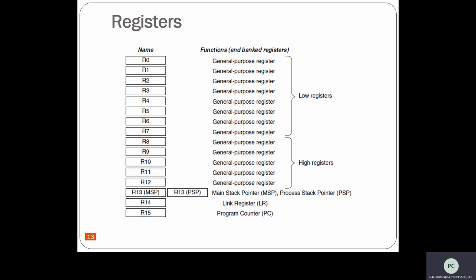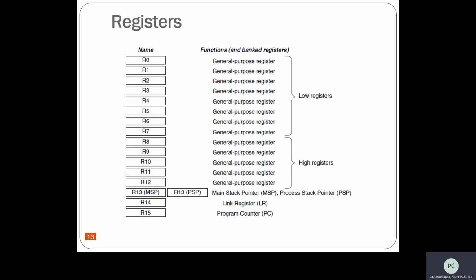Low registers are the subset used by the Thumb instructions. Similarly, R8 to R12 are called high registers. High registers support Thumb instructions, and they are 32-bit registers, of course. And then the stack registers, the main stack pointer. The main stack pointer is used by the operating system and exception handlers.